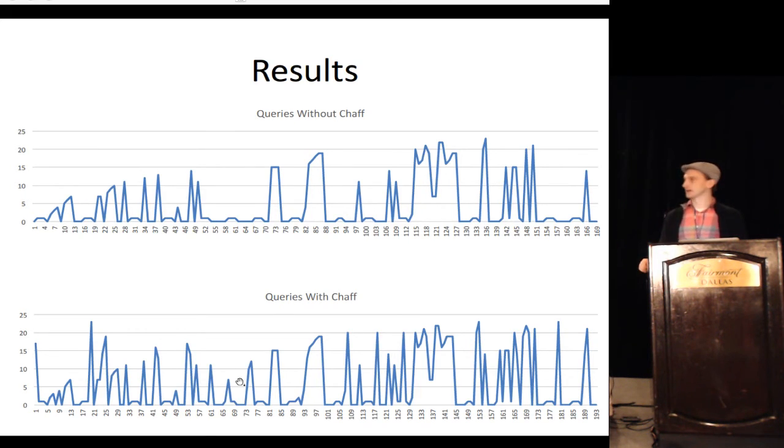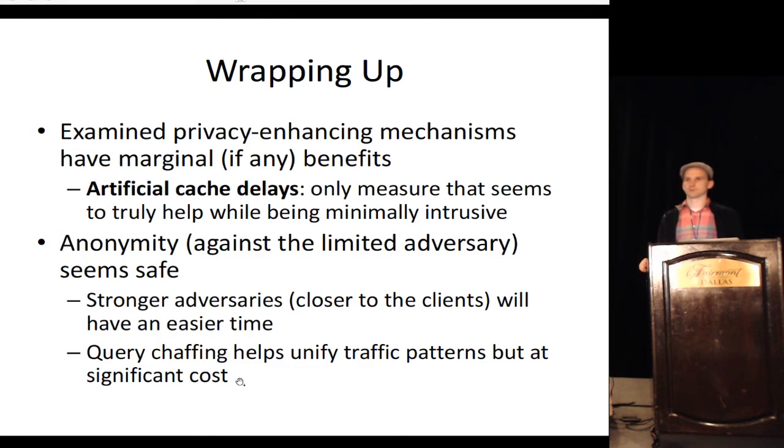So wrapping up, we looked at a couple of different privacy enhancing mechanisms. The artificial delays seem to be the only useful one, particularly because they're not intrusive, really easy to implement, and hide a very important side channel that is timing. Anonymity, in the case of the adversary that we considered, seems to not be a problem right now, at least. There are certainly cases where stronger adversaries might be viable and they'll have a much easier time. For example, if the resolver is the adversary, it's not hard to figure out who's sending the query. Just look at the source address.